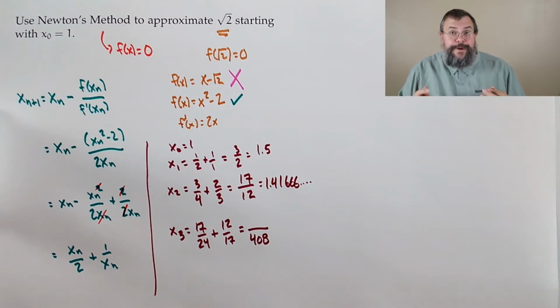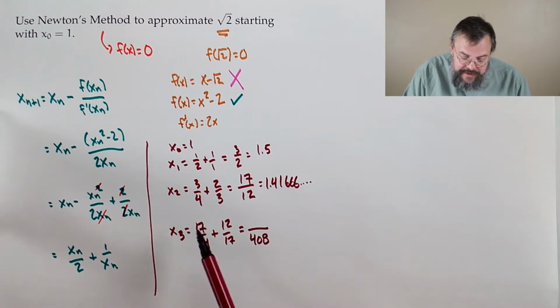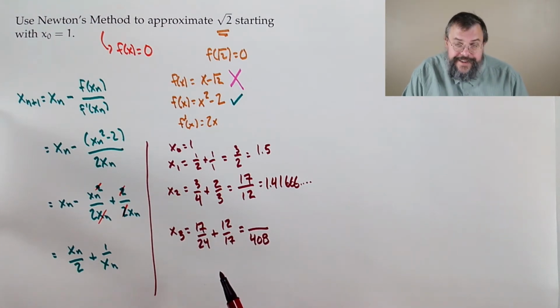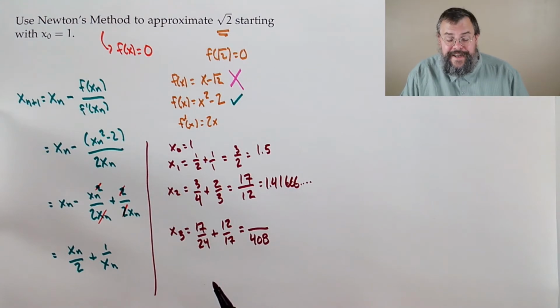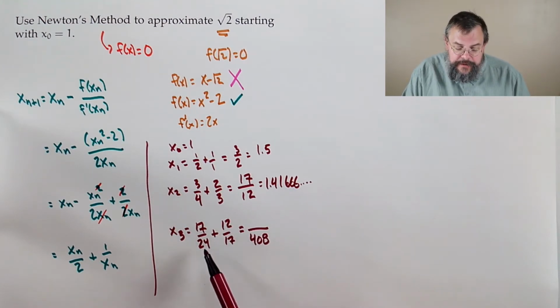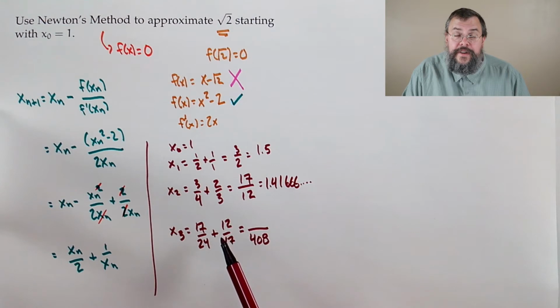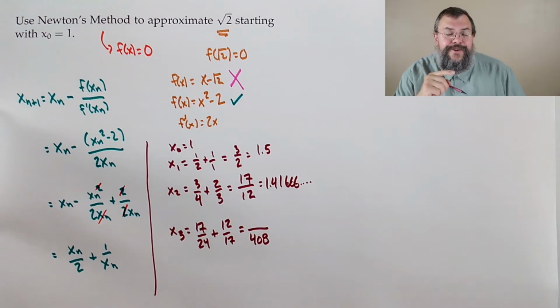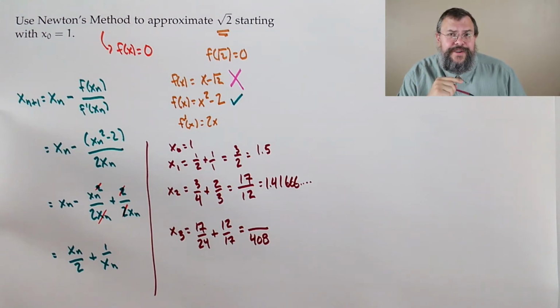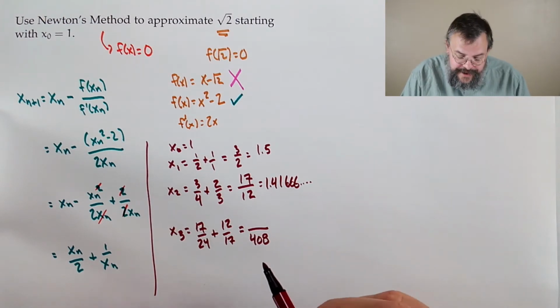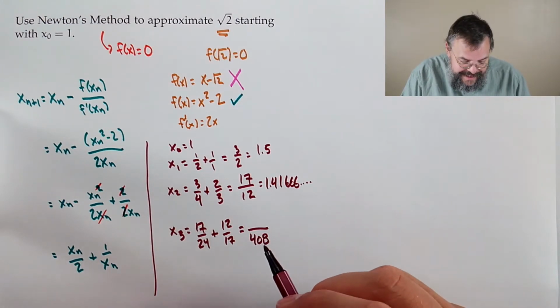Now, what's the numerator? 17 times 17, well, it's 289. And 12 times 24, well, that's 2 times 12 squared. 12 squared is 144, so 2 times that is 288. Wait a second, hold on. 288 and 289, they're really close to each other, right? In fact, they are very close to each other. We'll talk about that in just a second here.